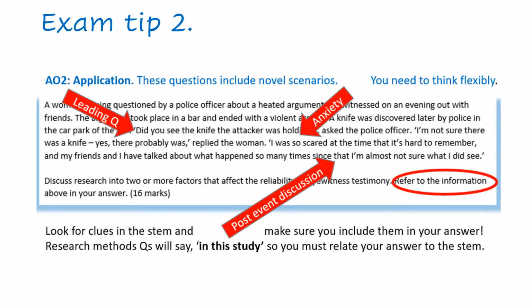So, take some time to highlight, notice the key points in those scenarios. I pointed out this refer to the information in your answer. If you don't talk about the situation, then you won't get any AO2 marks. In a lot of research methods questions, it'll say things like, in this study, refer to the example above. So say, for example, a question is, give 1 limitation of questionnaires in this study. If you only talk about a limitation of questionnaires in general, you won't get full marks because you need to say why questionnaires aren't very good for that specific scenario. So say if they're investigating sleep, why might it not be a good idea to use questionnaires for sleep?